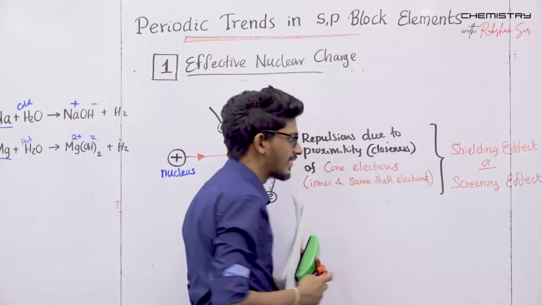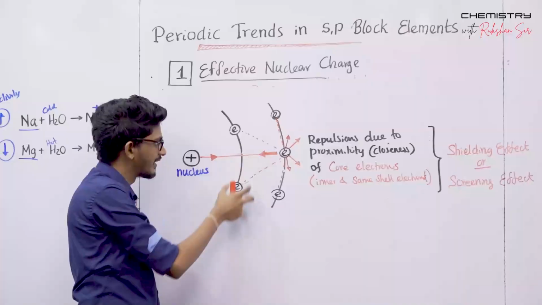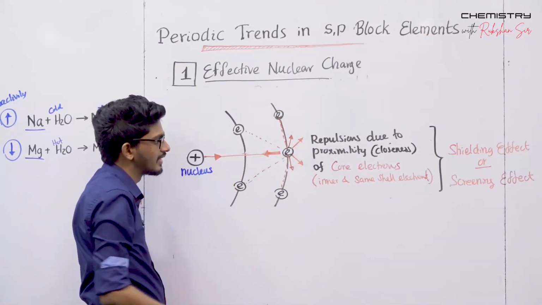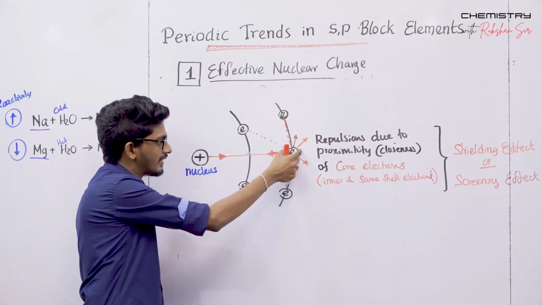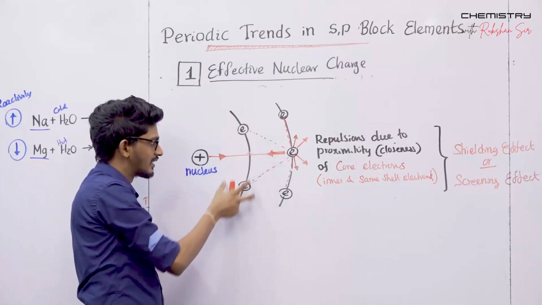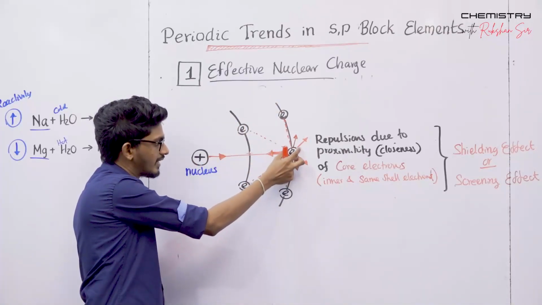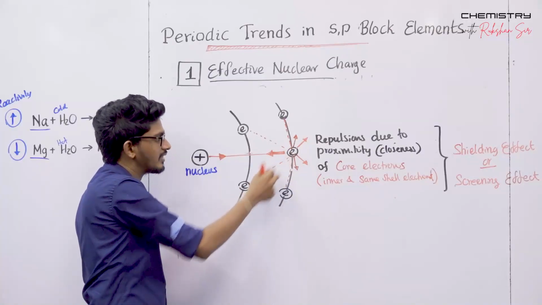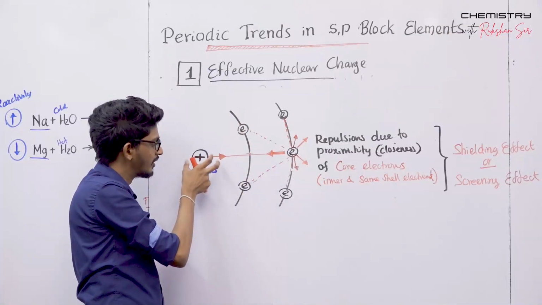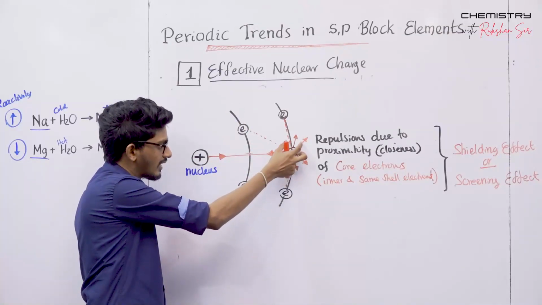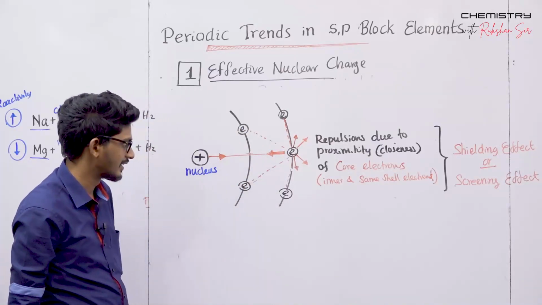So these wordings carry some meaning. Shielding or screening. Actually, these core electrons, the inner ones and these ones, will shield the nucleus from your considered electron. They will screen your nucleus from your considered electron. So that is why the name shielding or screening effect is given.